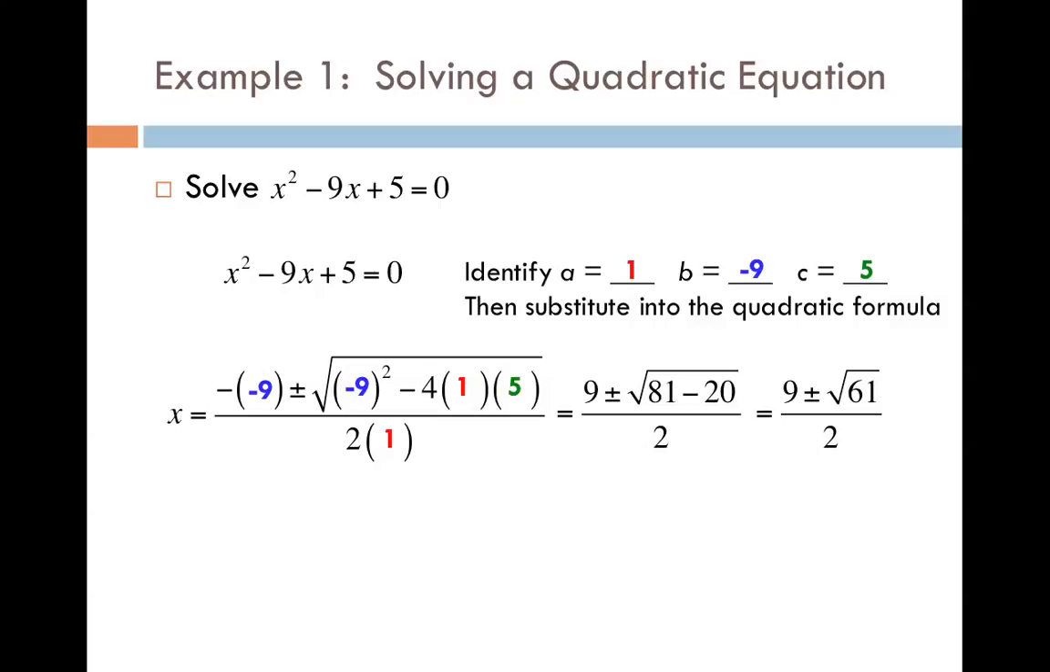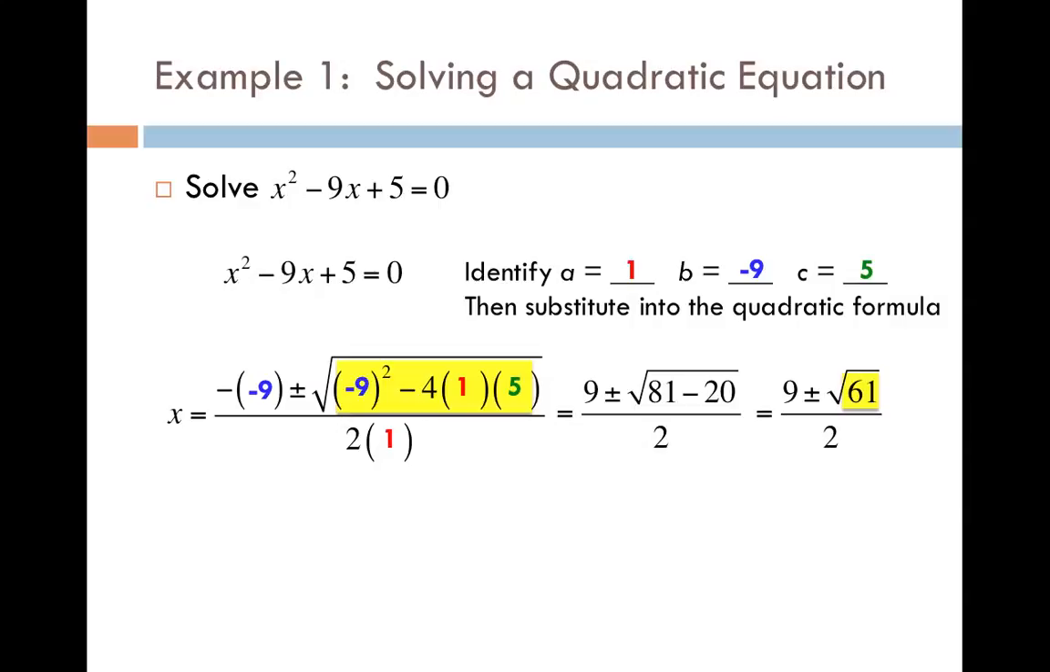We said the discriminant was that b squared minus 4ac part of the formula. So it's that part that's inside of the radical. And that has been simplified to a 61. That 61 is greater than 0. And so because of that, we know that we should end up with two real number solutions.